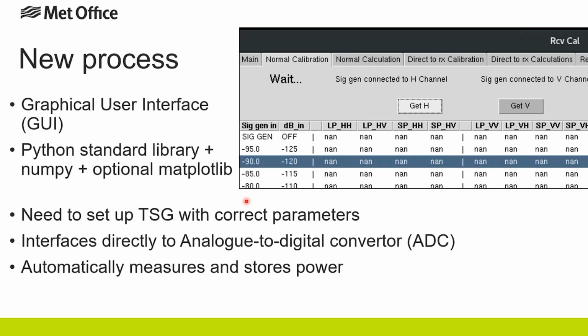So we still do need to set up the test signal generator with the correct parameters. But after that, the engineers can select the appropriate row in the table and then click the Get button, and that will interface with the analog to digital converter in the receiver, and it will automatically make any of the measurements that it needs and store these powers in the table.